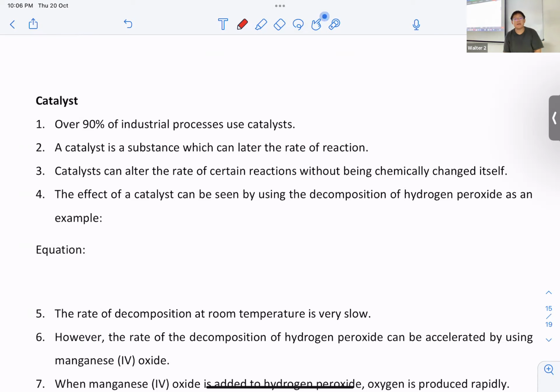So this is where catalyst comes into play. Over 90% of all industrial processes require a catalyst because most of those chemical reactions are too slow to sustain the business, right? If you're a businessman, how do you reap profits? How can you get more profits and get rich? Sell more. Do you realize that businessmen always tell you the same thing? They will say that time is money.